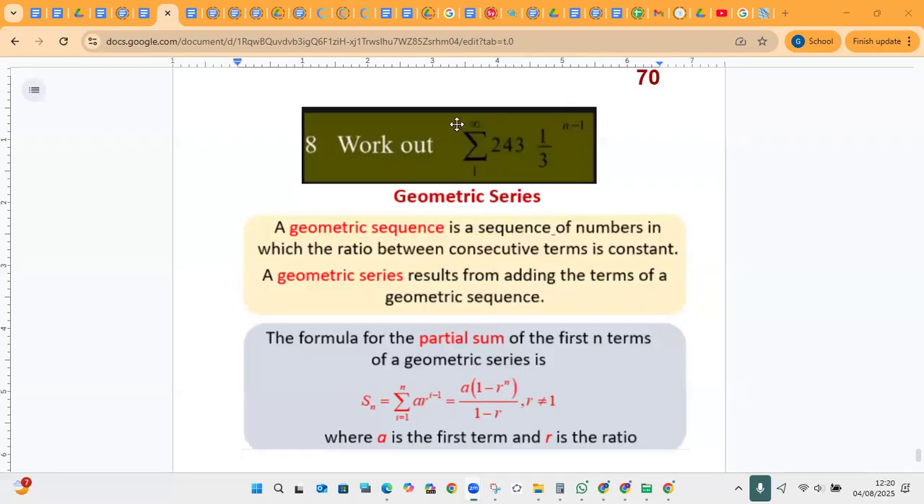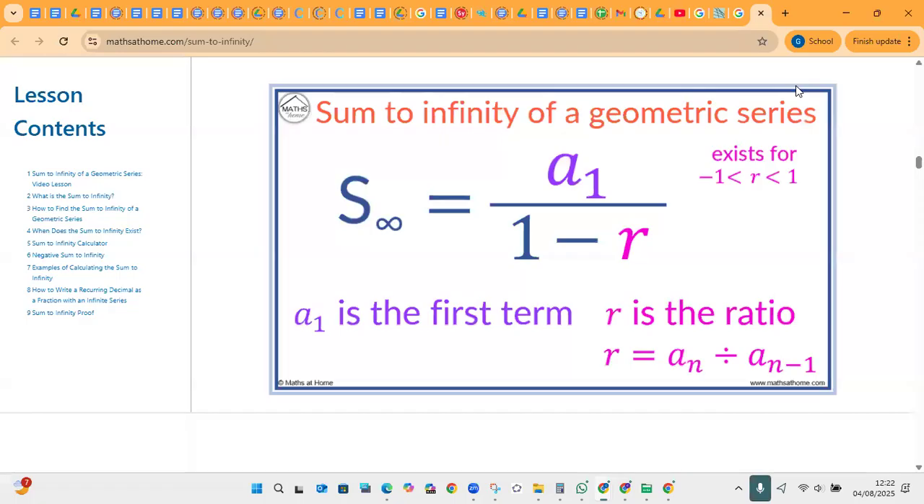Now, this example is not for the partial sum. This is a sum to infinity. So we need another formula for the sum to infinity of a geometric sequence. So here's the formula for the sum to infinity, okay? S sub infinity, here's the infinity symbol, is equal to the first term represented by A sub 1. Sometimes some formulas use just A, or some use A sub 1, divided by 1 minus R. R is the common ratio.